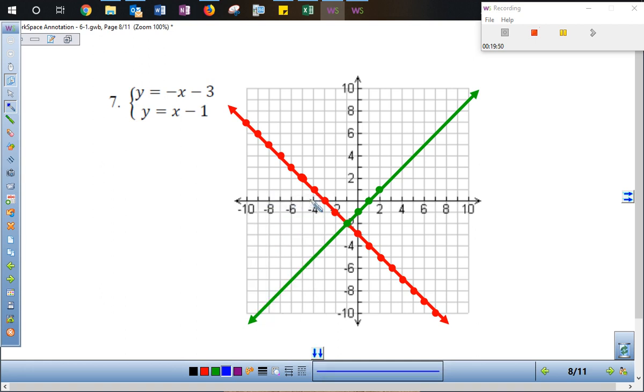And my solution is this ordered pair right here, which is -1, oops, maybe -1, comma, -2.